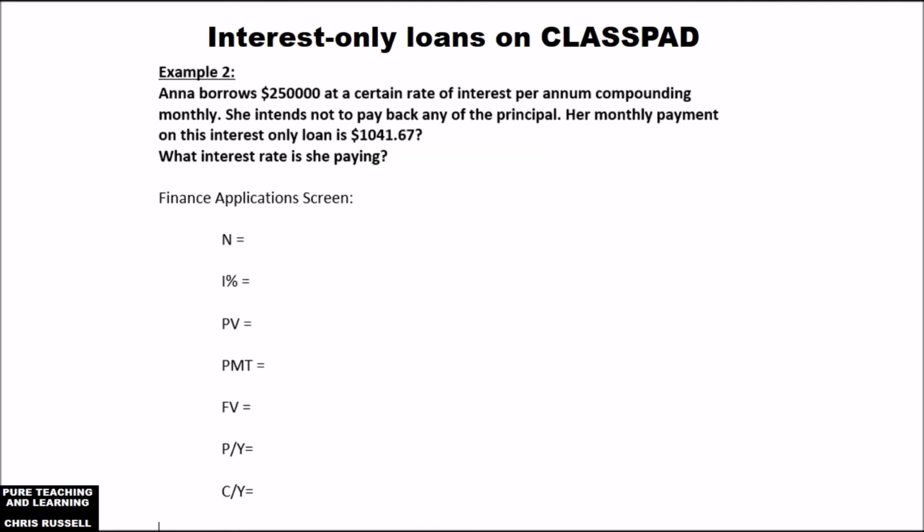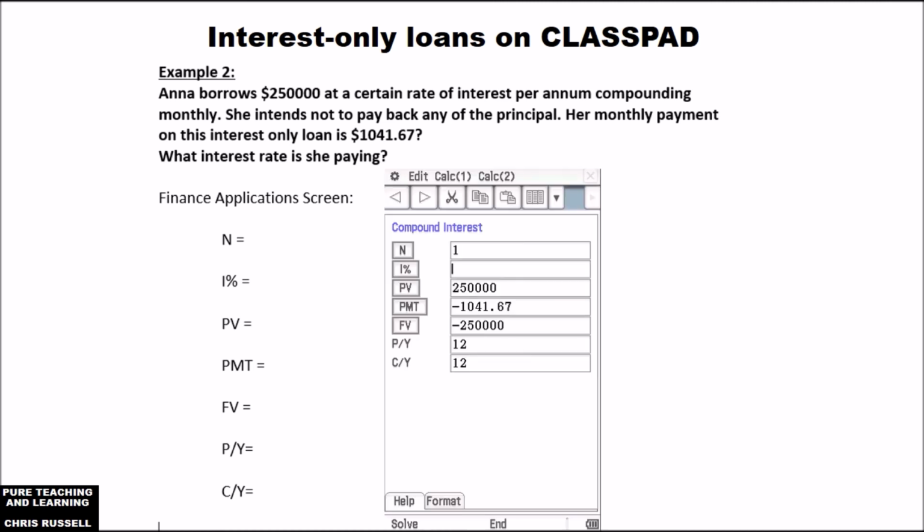Example 2. Anna borrows $250,000 at a certain rate of interest per annum compounding monthly. So already we know what we're trying to find: the interest rate she is paying. She intends not to pay back any of the principal. Her monthly payment on this interest-only loan is $1,041.67. So there we have it. What interest rate is she paying?